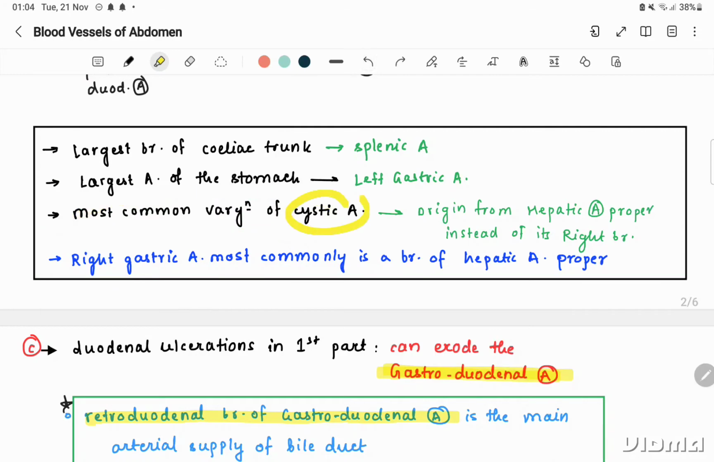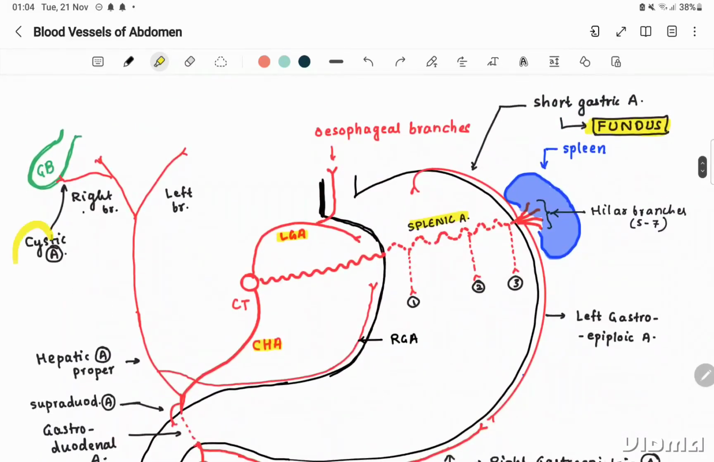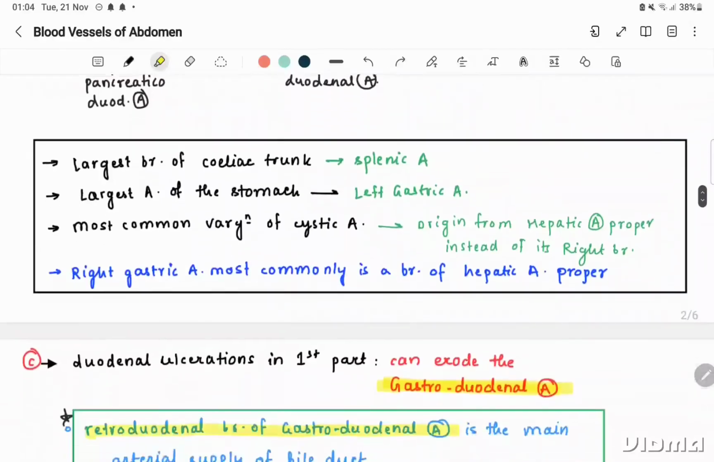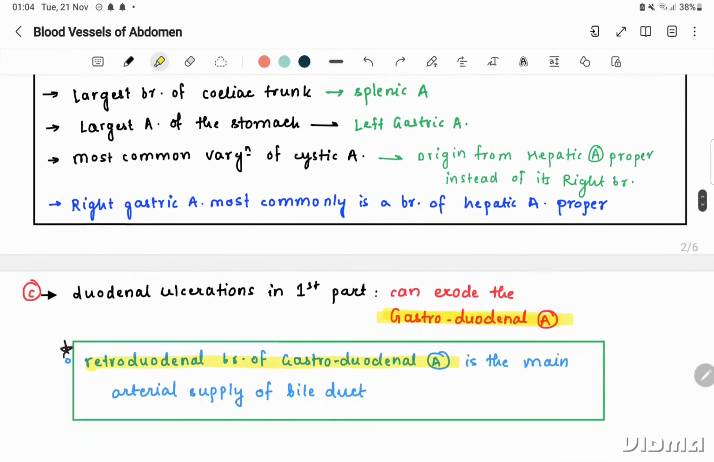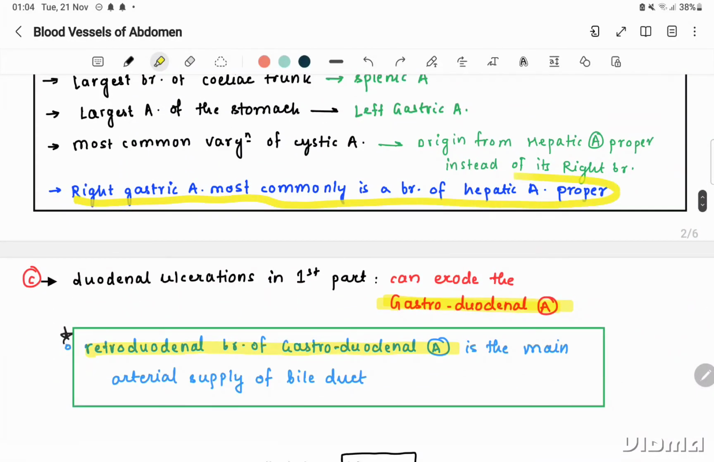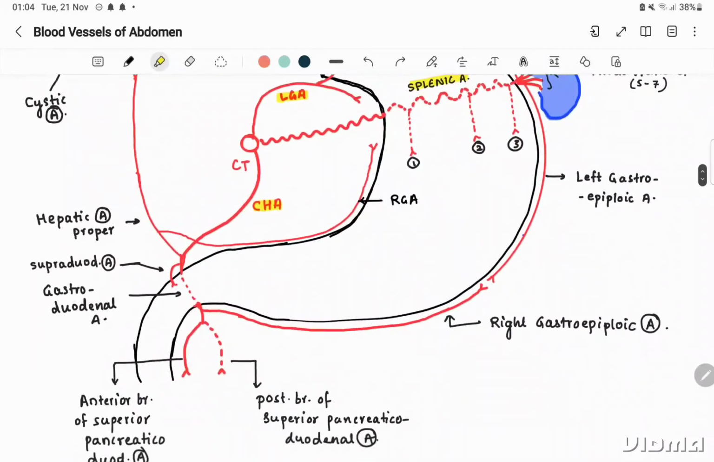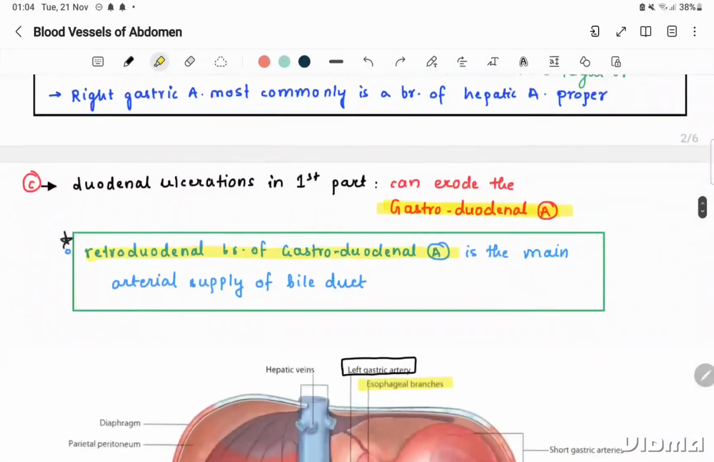Most common variation of the cystic artery: it originates from the hepatic artery proper instead of its right branch. So the cystic artery arises directly from the hepatic artery proper instead of from the right branch of the hepatic artery proper. This is the most common variation of your cystic artery. And the right gastric artery is most commonly a branch of the hepatic artery proper, but it can arise from elsewhere also.